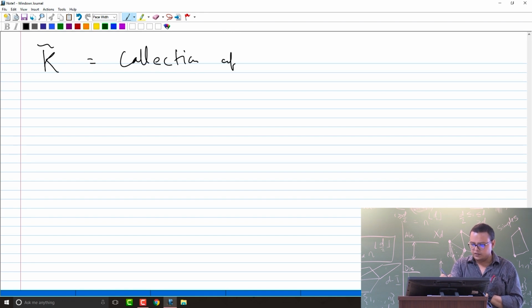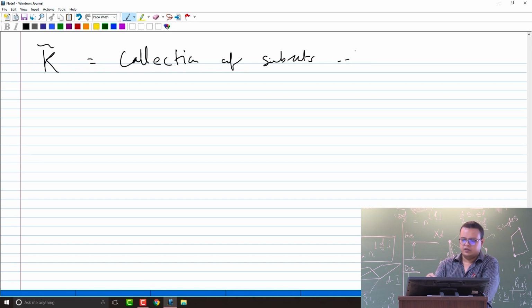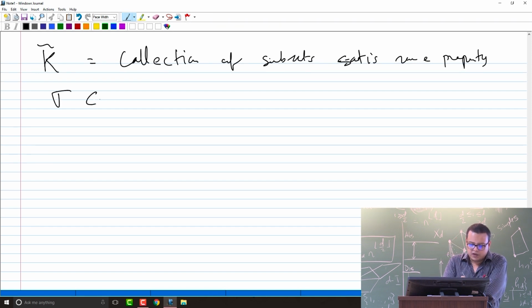Okay. So, now in the simplicial complex, you have a collection of subsets, right? It will be a collection of subsets satisfying some property. I do not want to write that property. So, let us say sigma is contained in K tilde. Sigma is some subset of the first 1 to n numbers.